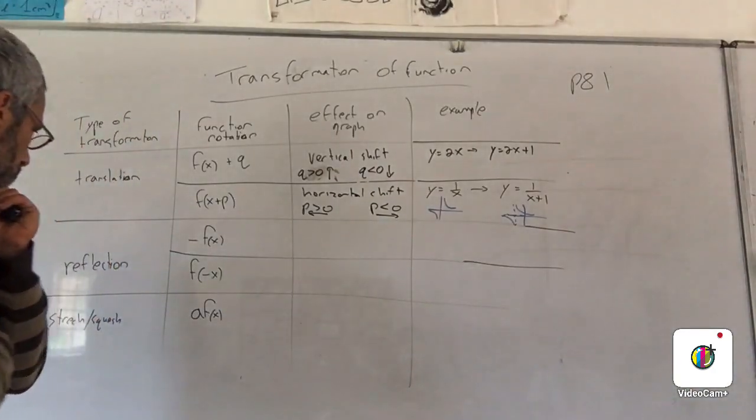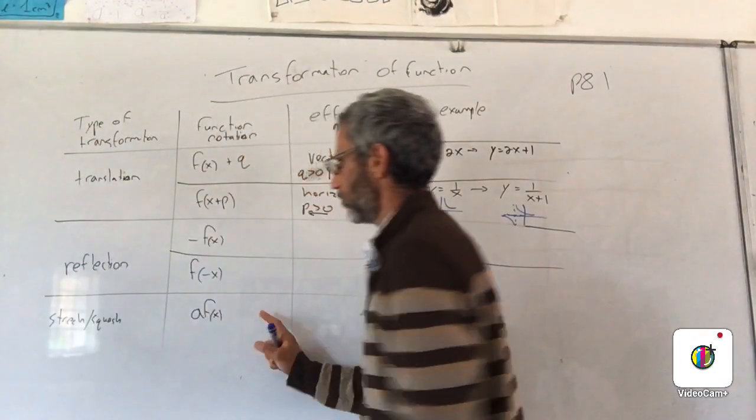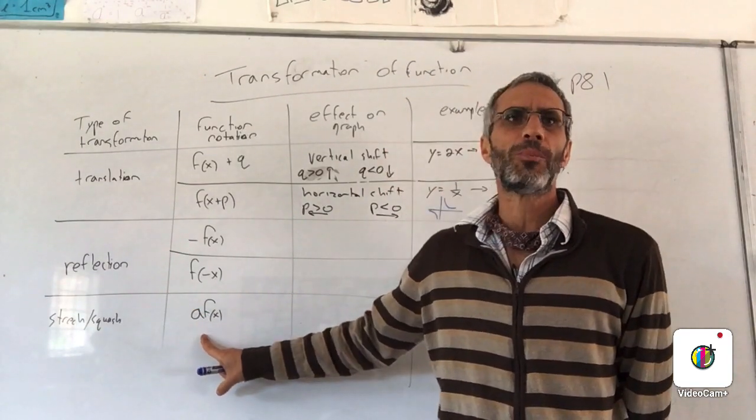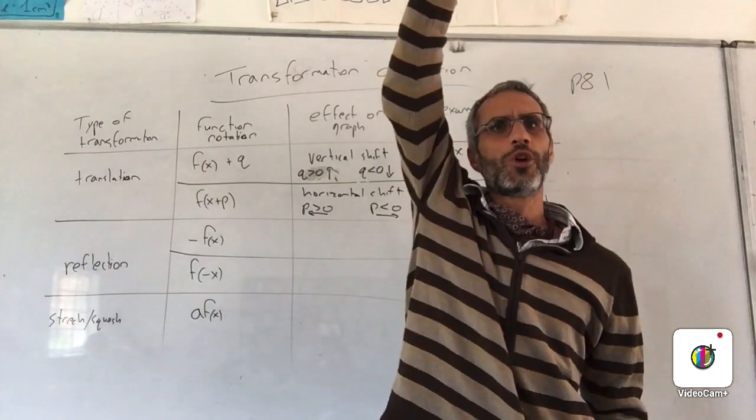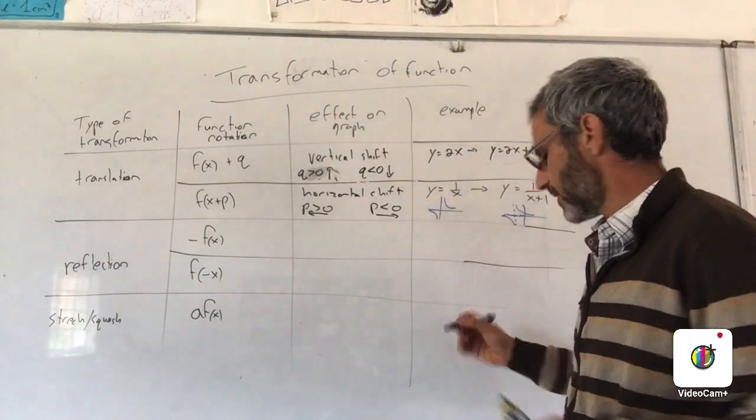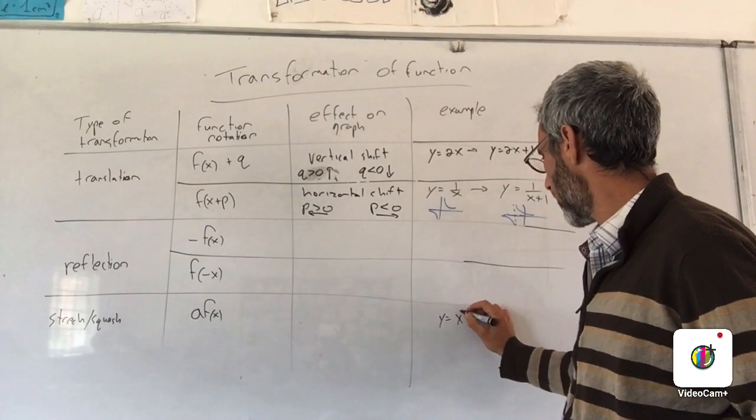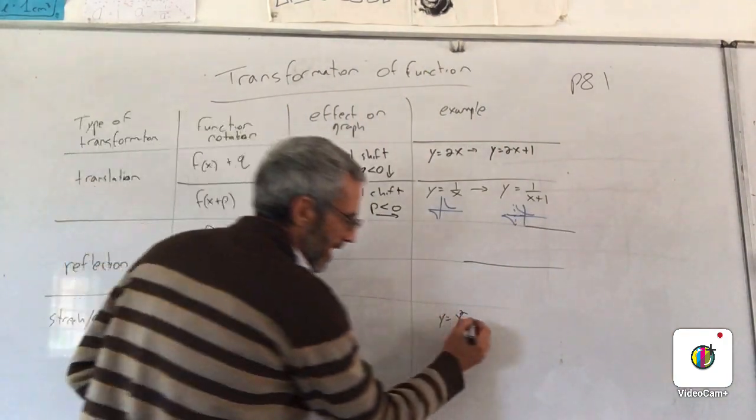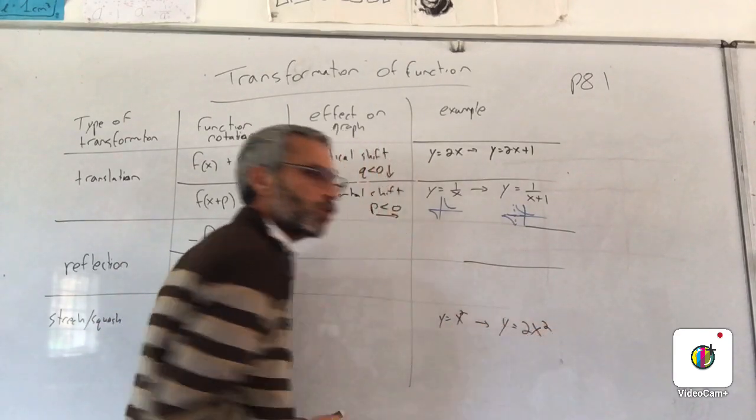Okay, the next thing I can do, let's actually go with the last one: a stretch or a squash. If I multiply a function by a number, I can stretch or squash it. Maybe we'll start with an example. Let's say I have y equals x squared, which is our mother parabola. And I now multiply this whole x squared by 2. So it's 2x squared.